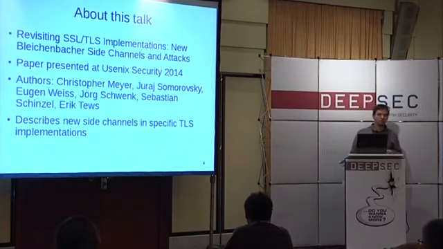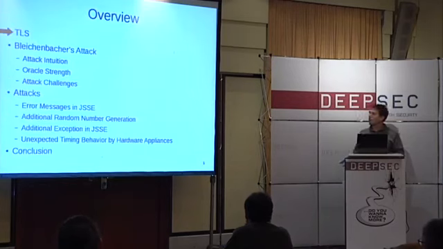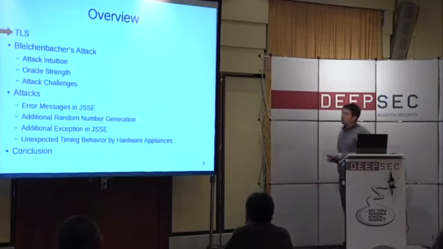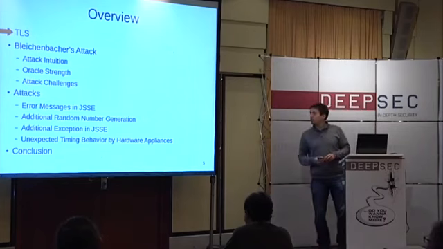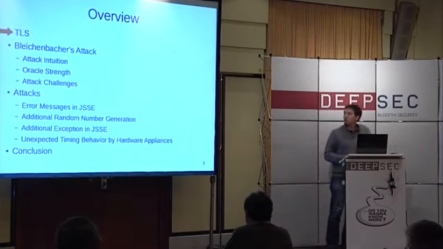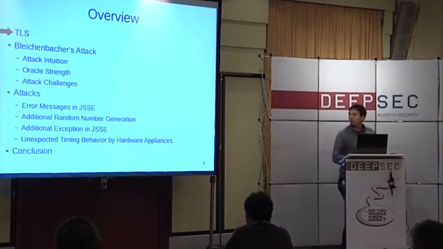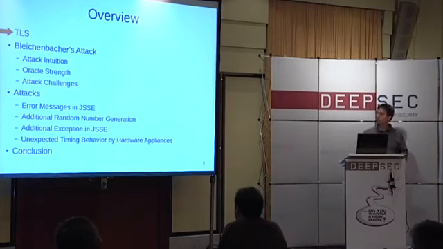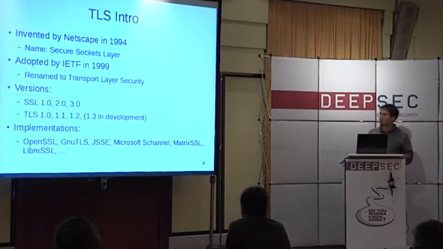So there are not attacks on the TLS specification, there are attacks on specific implementations which are in the wild. In order to start with my talk, let us first introduce TLS. Then I will go to Bleichenbacher's attack. What does it mean? How does it work? And then I will present our attack side channels and how they work.